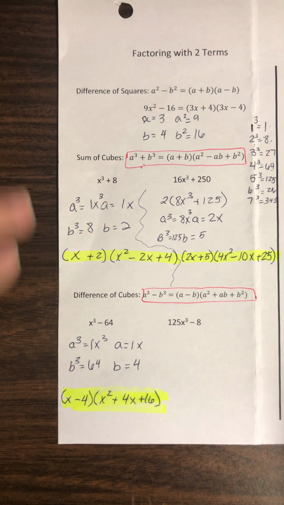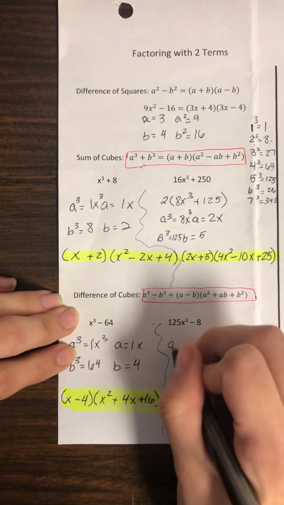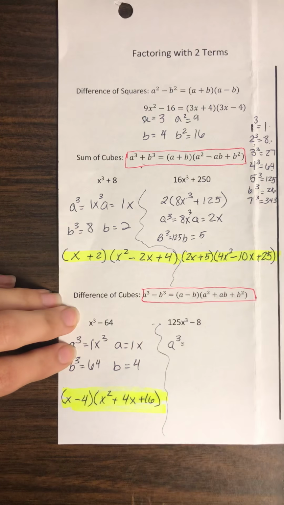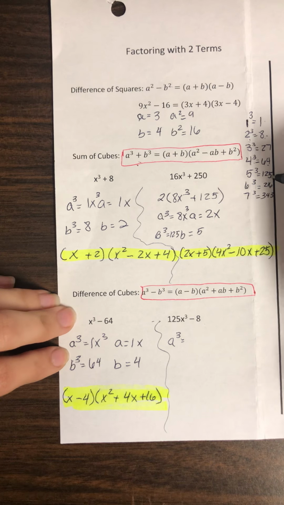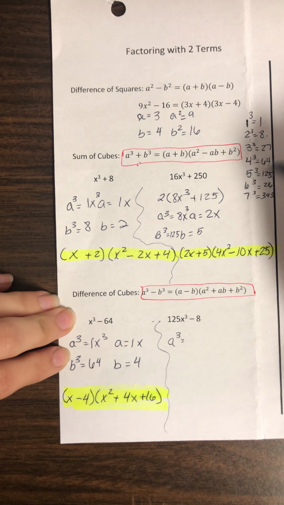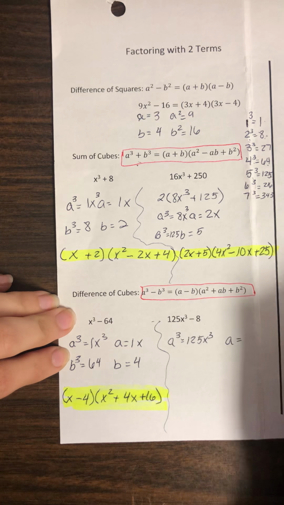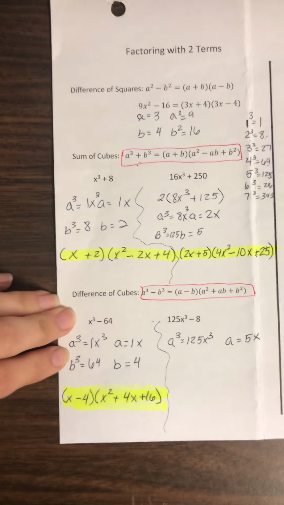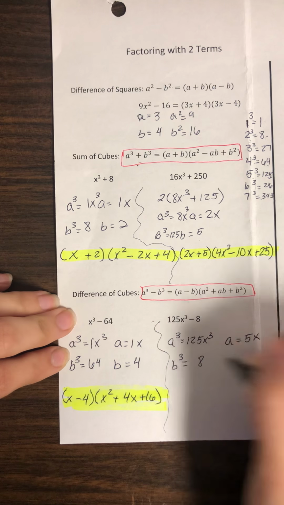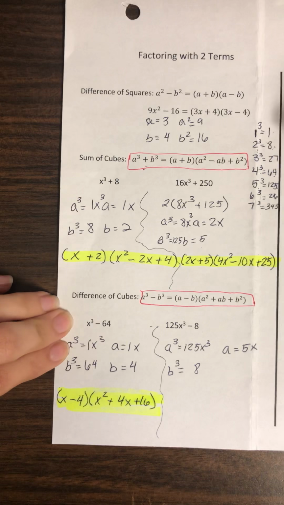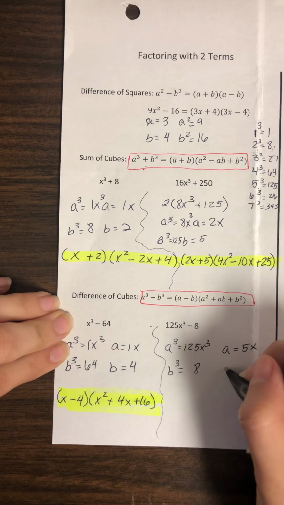Last one. Let's separate this. So my a cubed would be 125. So that means my a is going to be 5. So here I have 125x cubed, meaning my a would be 5x. What about my b? My b cubed is 8. That means I'm going to go to my 2 is my b.